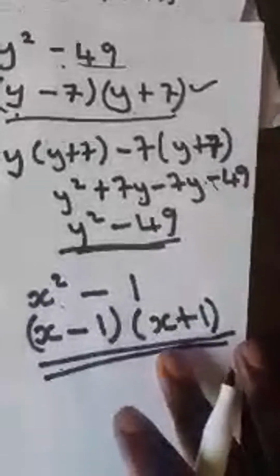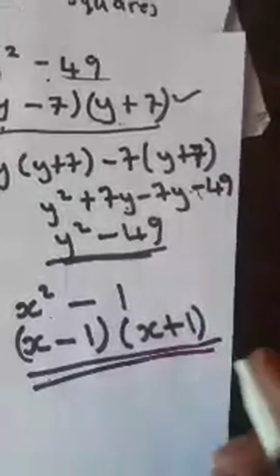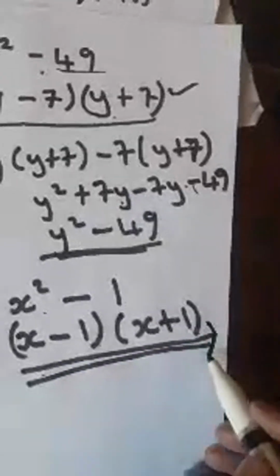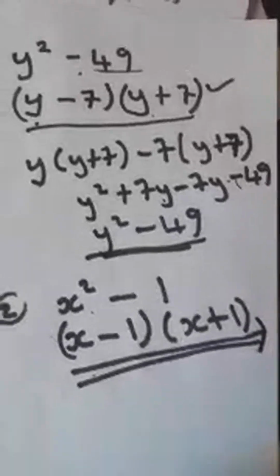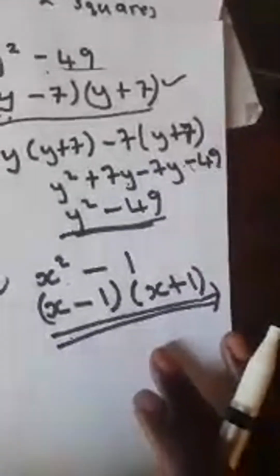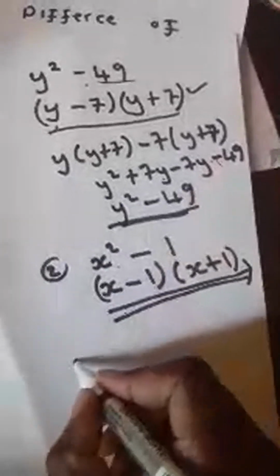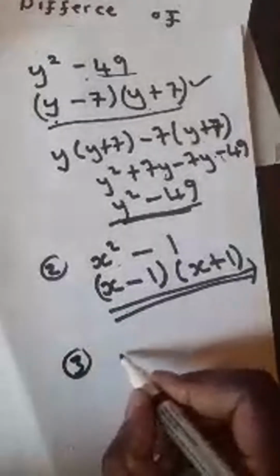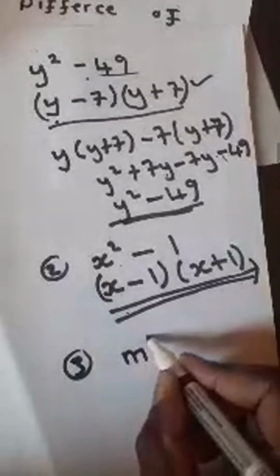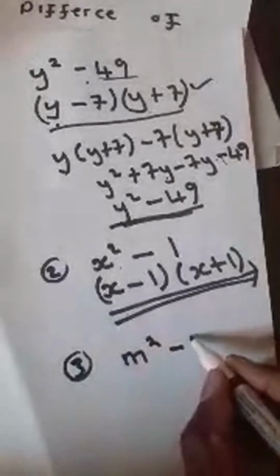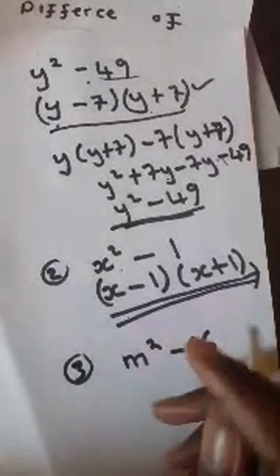Any questions, guys? Any questions on difference of 2 squares? So I want you to try this one. M squared minus 16.